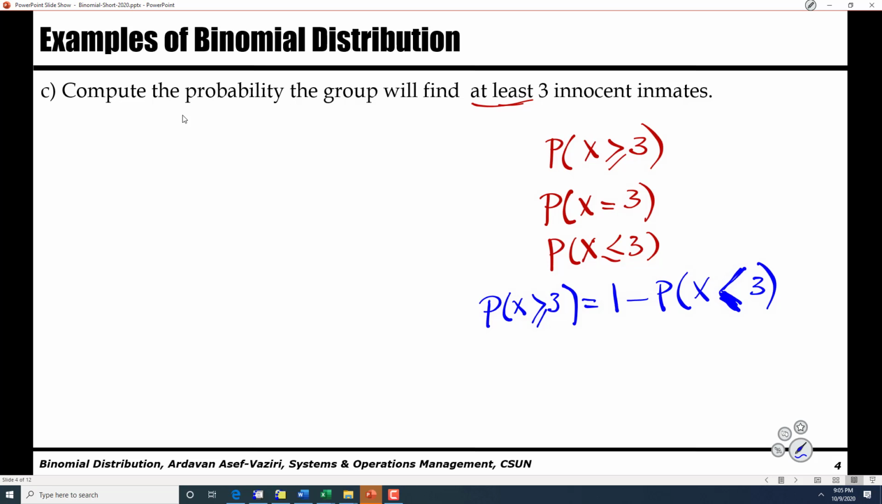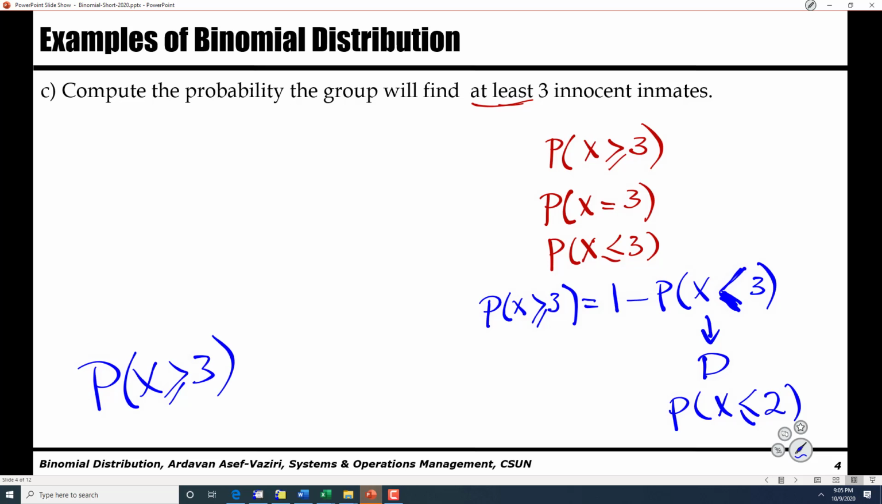And what does it mean, x less than 3? Between 3 and 2 we have nothing. This is a discrete distribution whose outcomes are just whole numbers. Therefore, the probability of x less than 3 in a discrete distribution is the same as the probability of x less than or equal to 2. In other words, the probability of x greater than or equal to 3 is equal to 1 minus the probability of x less than or equal to 2. This is because this is discrete.